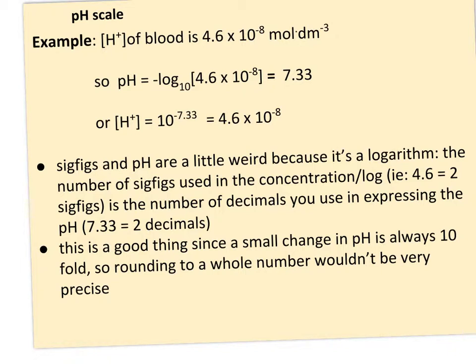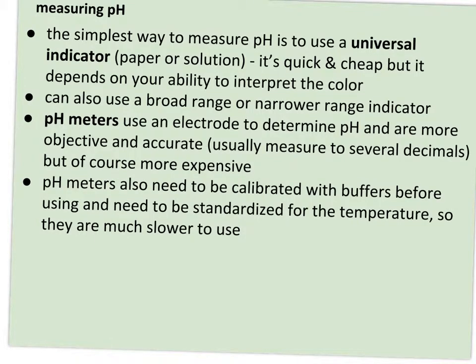And that's a good thing because a small change in pH is actually tenfold. A 1 unit change is tenfold. So if we round it to whole numbers, we could actually be rounding tens at a time. We're talking about a big change in pH. So this is more precise. Works out. How about if you're actually measuring pH in the lab?